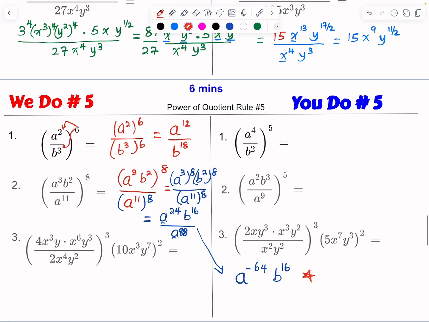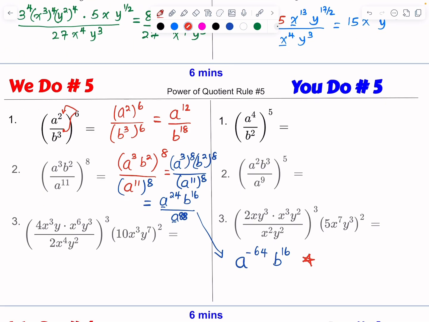So, let's do question 3. For question 3, on this one, you have to be careful, you have to be patient. Then on this one, give the power to each of them. So I have 4 to the 3, x to the 9, y to the 3, multiplied by x to the 18, y to the 9, divided by 2 to the 3, x to the 12, and y to the 6. I just gave the power to each of those in the numerator and then the denominator.